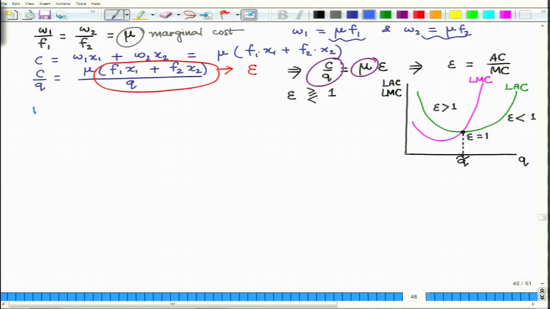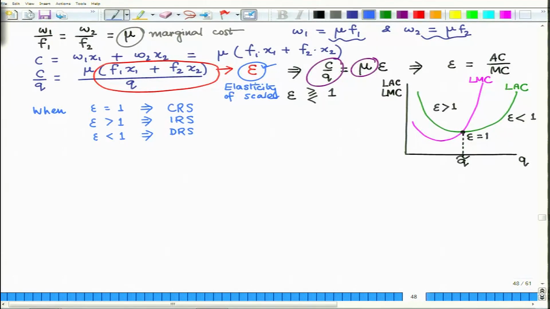Now let us write. When we have epsilon equal to 1, we know that that means we have constant returns to scale, from our theory of production. When epsilon is greater than 1, we have the case of increasing returns to scale, and when epsilon takes value less than 1, we have the case of decreasing returns to scale. So, let me write down here, this epsilon is basically the elasticity of scale.